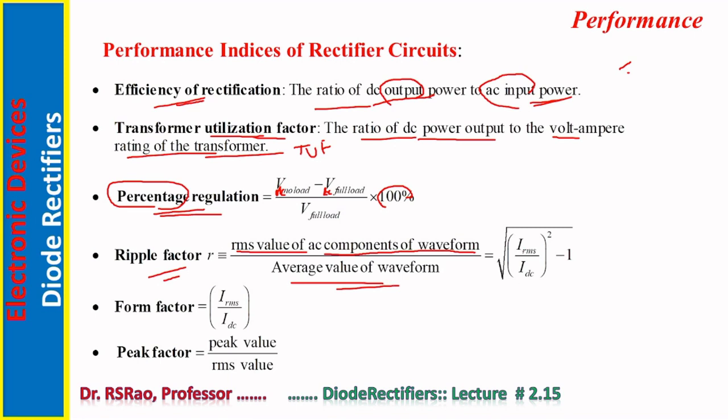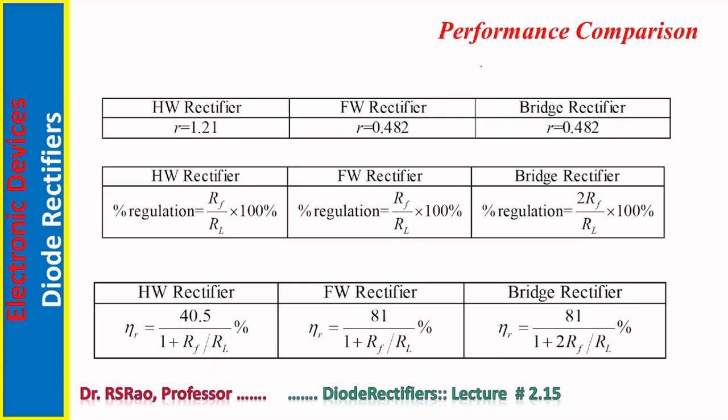It is equal to IRMS by IDC whole square minus 1, everything under square root. Form factor is an important parameter. It is the ratio of IRMS by IDC. Peak factor is the ratio of peak value to RMS value. Don't confuse peak factor with form factor, or form factor with peak factor. They are different. Now we give a comparison of the three rectifier circuits.